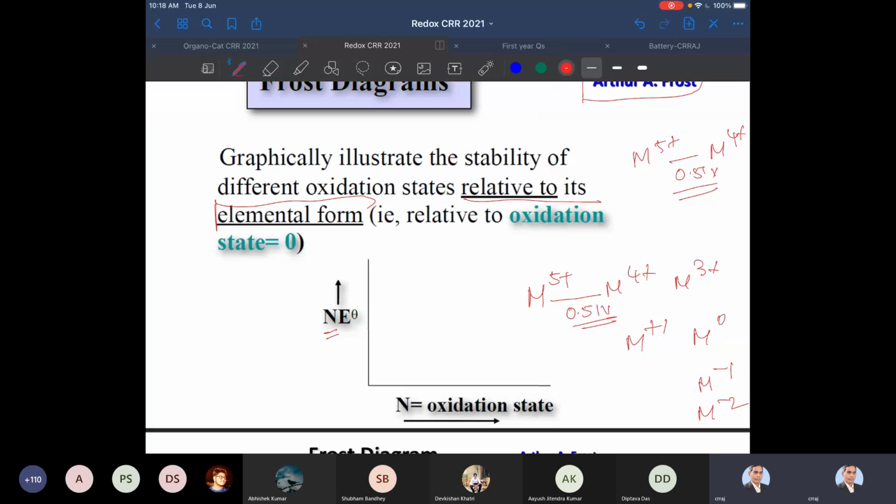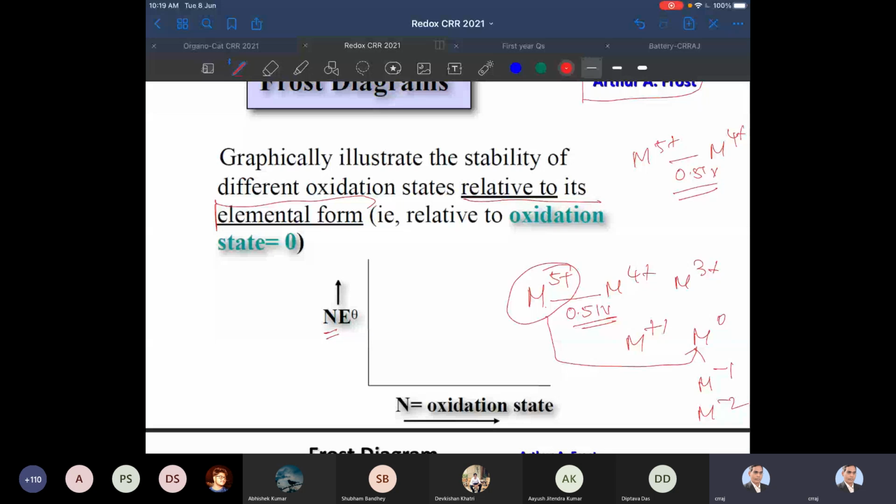Here what it talks about is that the potential plotted, say for example for M5+, is not M5+ to 4+, but with respect to your M0. I will show you the Latimer diagram and how we do that after a couple of slides. First of all, you need to understand that the potential plotted is not an individual redox couple. This is the potential with respect to the elemental form or the zero oxidation state. Okay, I hope you got it. Now you will be able to understand further.